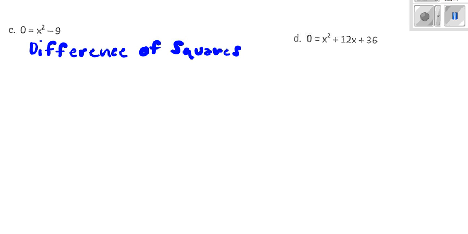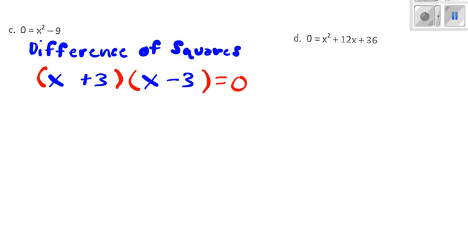And we know that for the difference of squares, we take the square root of the x squared term, so 1x squared, the square root of that would be x, so we put the x here, and then the square root of 9 is 3, so we have one term that's plus 3 and one term that's minus 3.